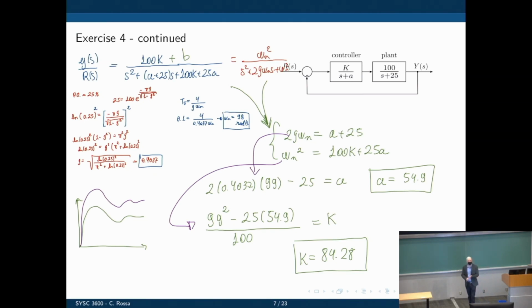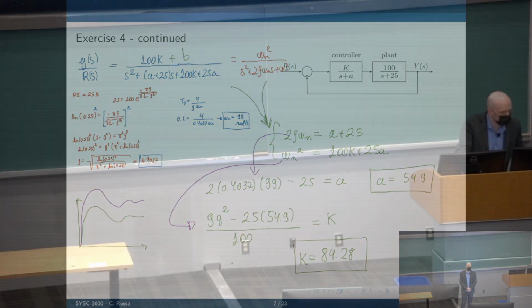The damping ratio doesn't change. The percent overshoot doesn't change. The settling time doesn't change. The natural frequency doesn't change. Right? So that's okay. We can just look at the denominator of the transfer function. They are not the same, but the fact that they are not the same will not affect the shape of the time response. Let's put it this way.